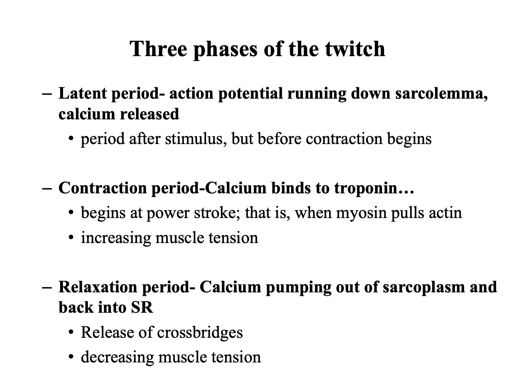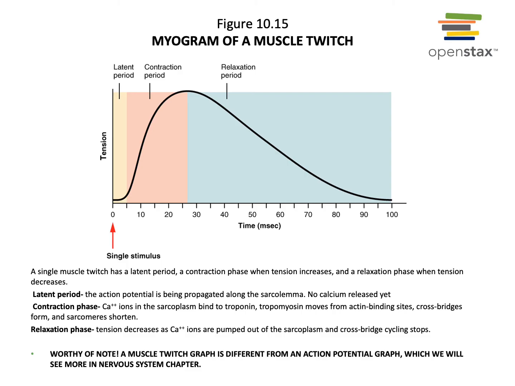The contraction period is when the calcium binds to the troponin. So the muscle starts the power stroke. Myosin grabs actin, myosin grabs actin. And then you have the relaxation period. My neuron says, okay, you can stop contracting now. So there is no zap anymore. The calcium gets pumped back into the sarcoplasmic reticulum, and the myosin lets go, and the contraction is stopped.